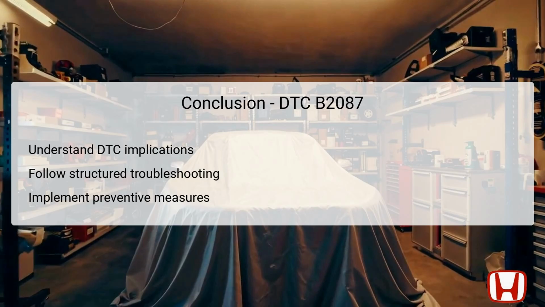In conclusion, understanding DTC B2087 and its implications is essential for ensuring your Honda Odyssey operates safely and effectively. By following the structured troubleshooting steps outlined in this guide, you can accurately identify the source of the issue, whether it be in the wiring, control unit, or the latch itself. Implementing the recommended preventive measures can significantly reduce the likelihood of future door malfunctions.